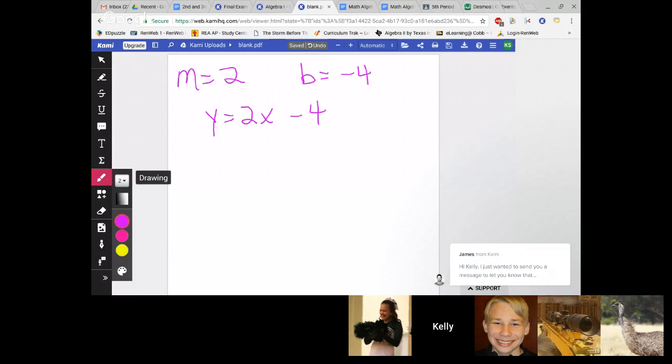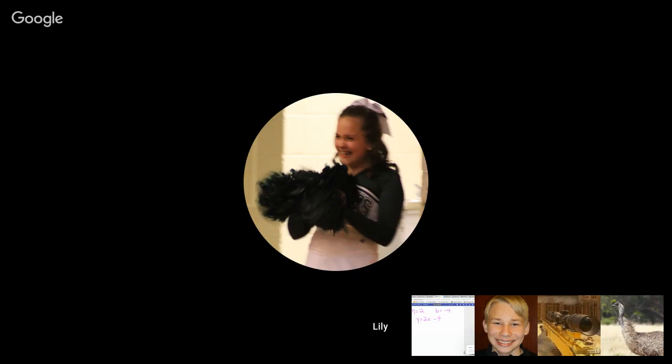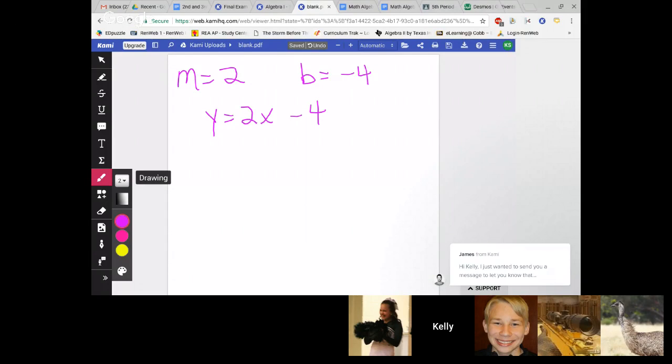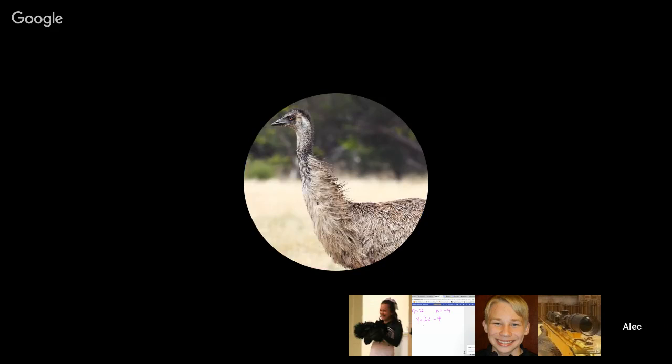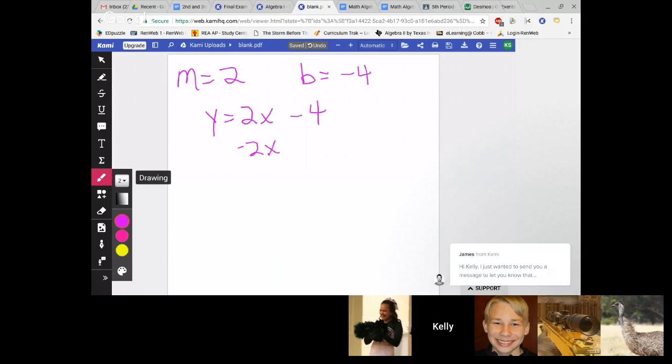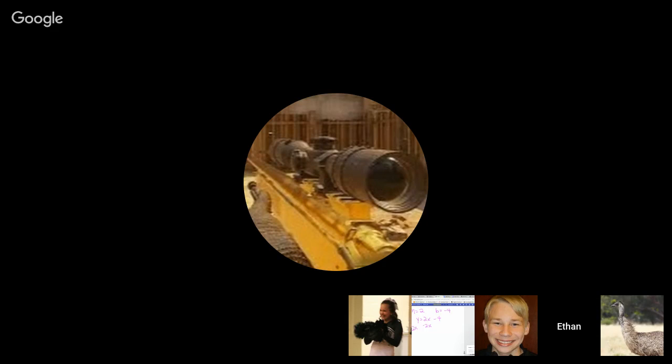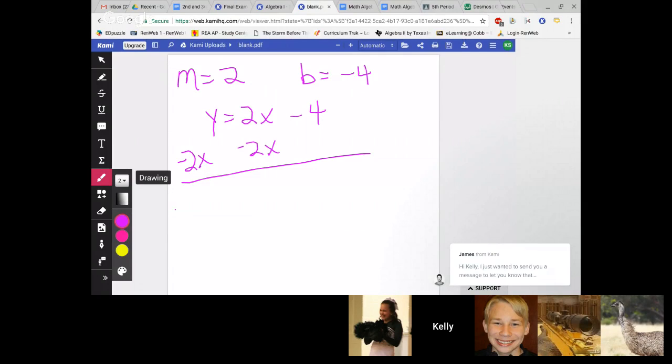Perfect. All right, now, so the only difference between this format and standard format is what? The 2x. Right, the 2x needs to be on the same side as the y. So what do I do to get it over there? Subtract 2x from both sides. Good job. So now it should look like this.